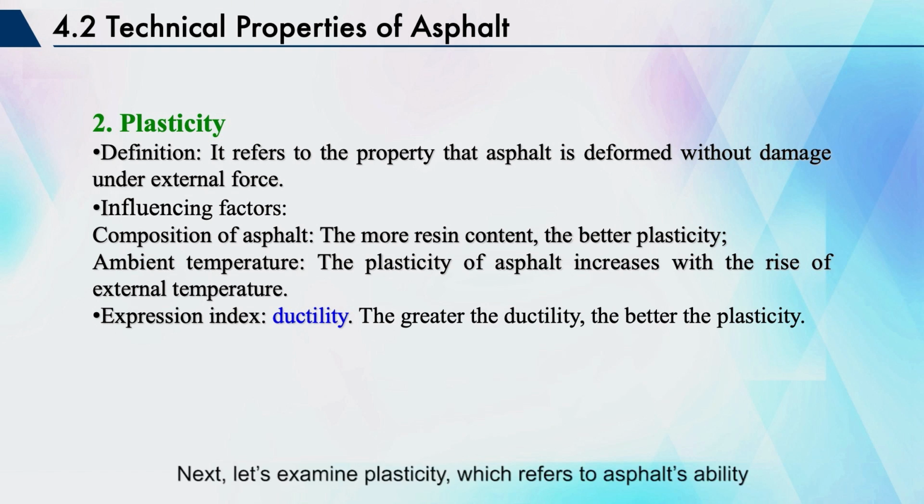Next, let's examine plasticity, which refers to asphalt's ability to deform under external forces without breaking. The main factors influencing asphalt plasticity are its composition and environmental temperature. Higher resin content in asphalt results in better plasticity, and higher external temperatures increase plasticity. Ductility is an indicator used to measure asphalt plasticity. The greater the measured ductility is, the higher the plasticity is.